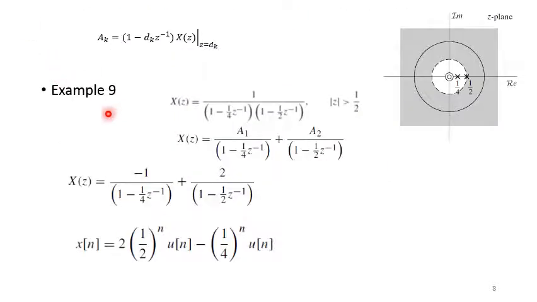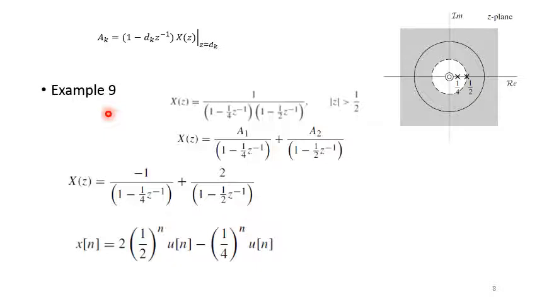So here we have example 9. You understand that we are following the book of Alan V. Oppenheim and Ronald W. Schafer, titled Discrete-Time Signal Processing. So from this book, this is example 9, and most of the material that you have in these video lectures is from this book.